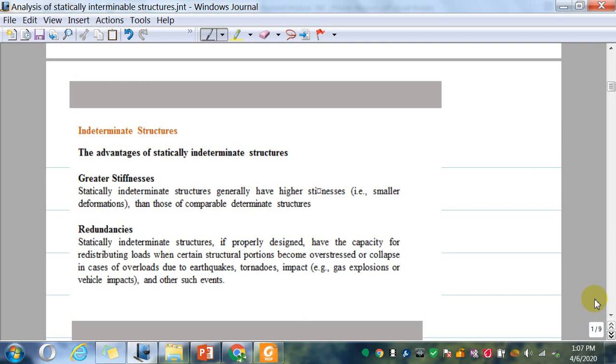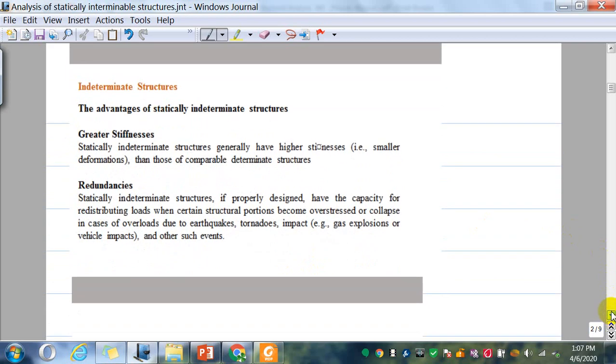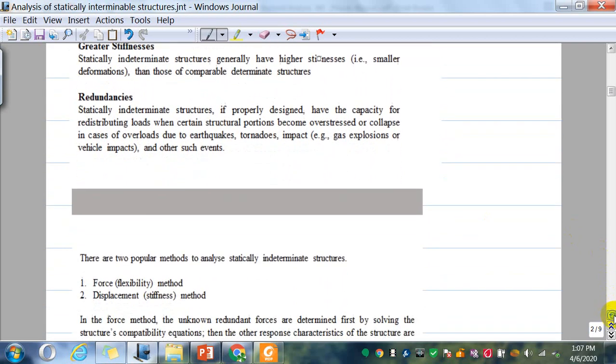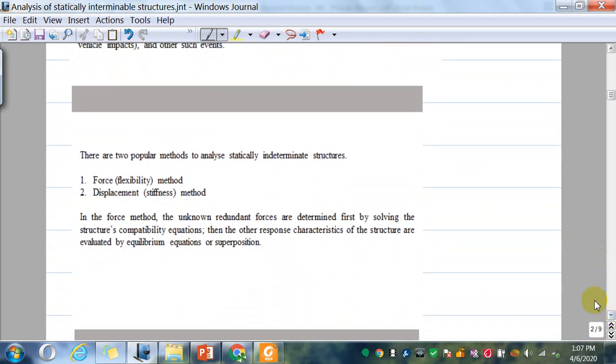Statically indeterminate structures, if properly designed, have the capacity of redistributing the loads when certain structural portions become overstressed or collapse in case of overload due to earthquakes, tornadoes and impact loads. Due to these reasons, statically indeterminate structures are preferred. When it comes to analysis of these structures, there are two methods: one is the force method, the other is the displacement method.